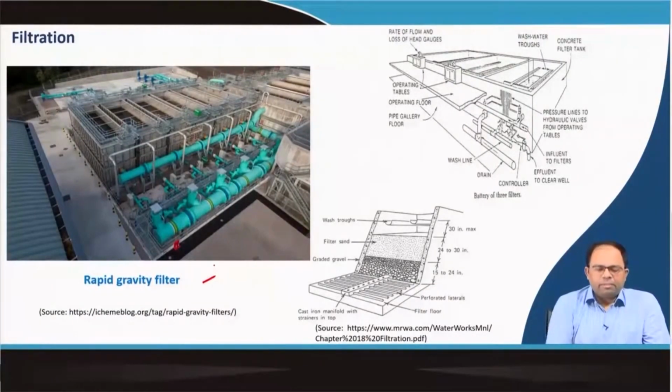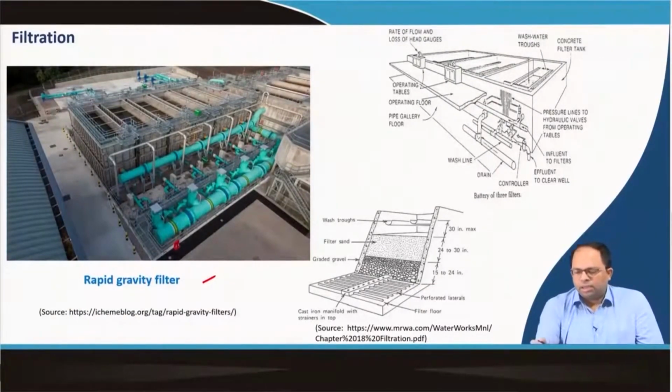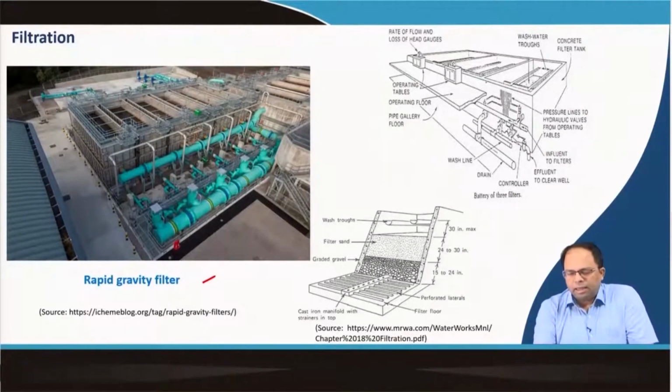So, this is the image of a rapid gravity filter that you can see over here. Over here you can see the wash water troughs that are indicated. These are the wash water troughs. Water comes up and then it could be carried out through these troughs, and this is the overall tank, and influent goes in from these pipelines, pressure lines to hydraulic valves from operating tables, and then effluent comes out from below over here. This is the wash line, then these are other drainage channels and so on.